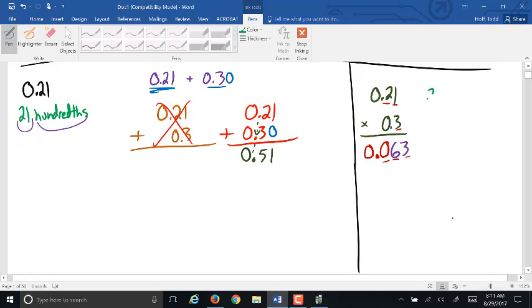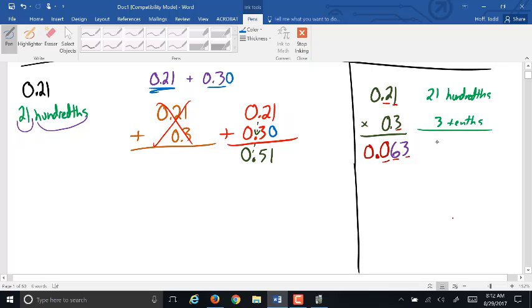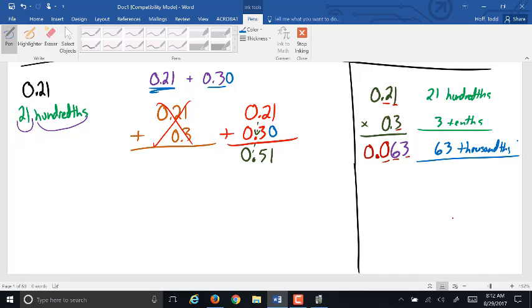Well, this is 21/100ths. And this is 3/10ths. When we multiply the counts, 21 times 3 is 63. But we also multiply the names. Hundredths times tenths is thousandths. So when we're counting those decimal places in the problem and putting that many decimal places in the answer, all we're doing is combining the names.